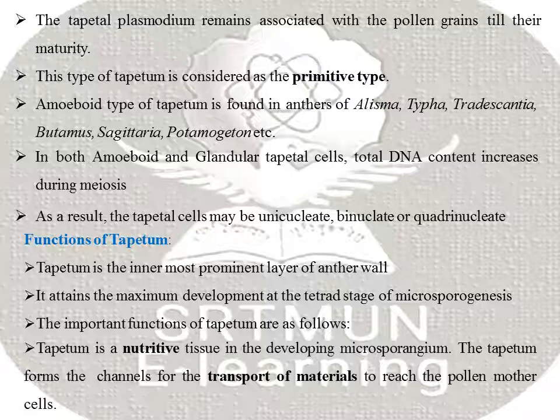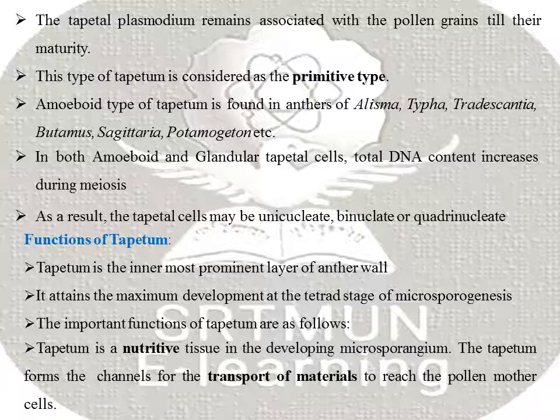Amoeboid type of tapetum is found in anthers of Alisma, Typha, Tradescantia, Butomus, Sagittaria, Potamogeton, etc. In both amoeboid and glandular tapetum, total DNA content increases during meiosis. As a result, the tapetal cells may be uninucleate, binucleate, or multinucleate. Function of tapetum.